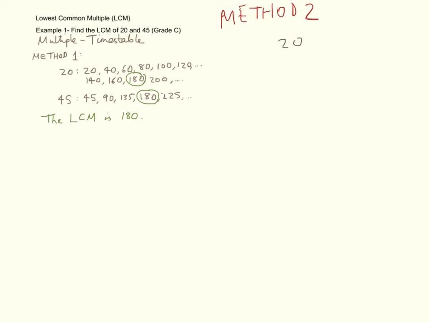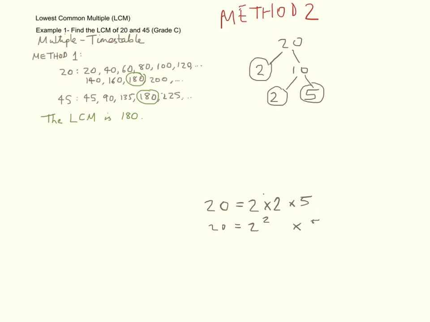So if we take 20 and break it down into its prime factors, what numbers multiplied give you 20? 2 times 10. Is 2 a prime factor? Yes, it is. Is 10? No. What numbers make 10? 2 times 5. Are they prime numbers? Yes, they are. So 20 is 2 times 2 times 5. Or if I write this out again, 2 squared times 5.